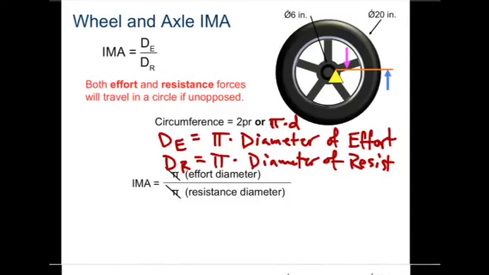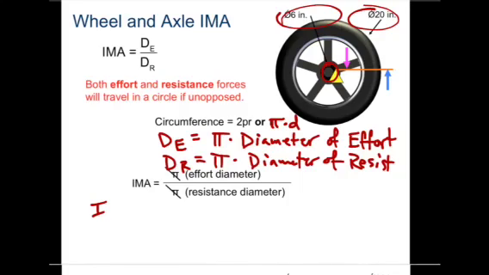Yeah, we have to know the diameter of the axle, and we also have to know the diameter of the wheel in order to get the ideal mechanical advantage. And so that's what this calculation is. They cancel out. So if we were to calculate the ideal mechanical advantage of this wheel and axle, we'd have to figure out which one is the resistance force and the effort force. There's two ways to get this.